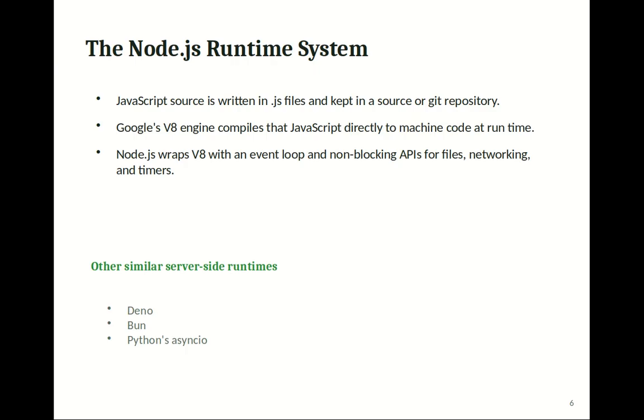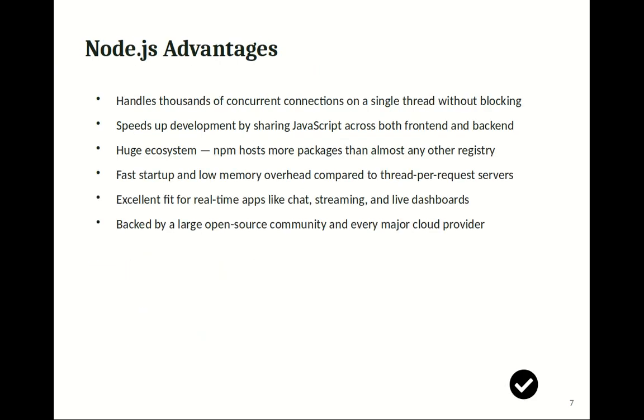Other similar server-side runtimes: Deno, Bun, Python's asyncio. Node.js advantages: handles thousands of concurrent connections on a single thread without blocking, speeds up development by sharing JavaScript across both front-end and back-end. Huge ecosystem. NPM hosts more packages than almost any other registry.